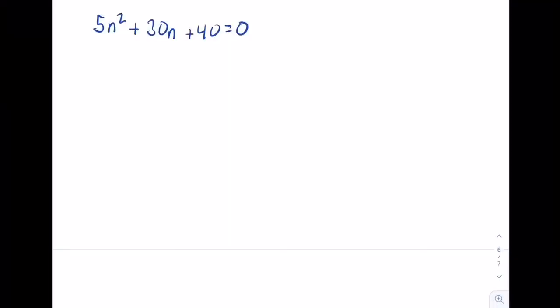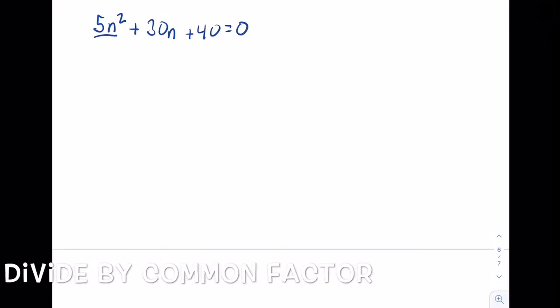Okay, so next example. Now we have 5n squared plus 30n plus 40 equals 0. We can see we have a common factor of 5, so you can divide everything by 5 first. Divide that common factor out. So now we have n squared plus 6n plus 8, because 40 divided by 5 is 8, equals 0, since 0 divided by 5 is 0.